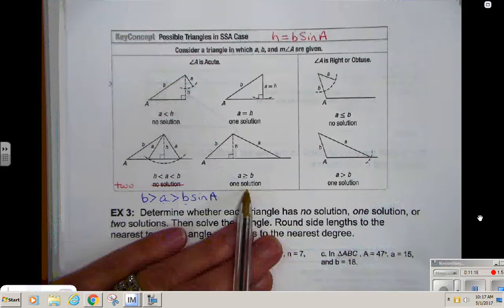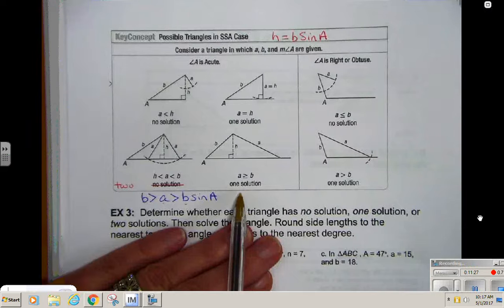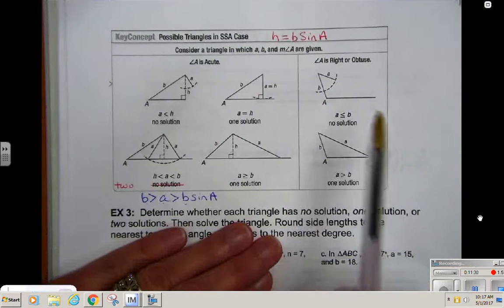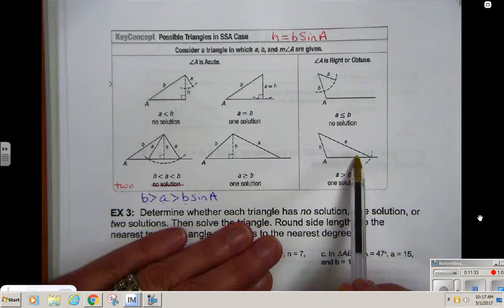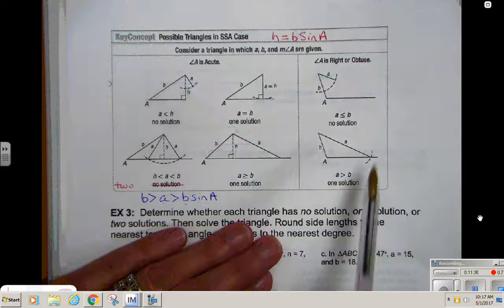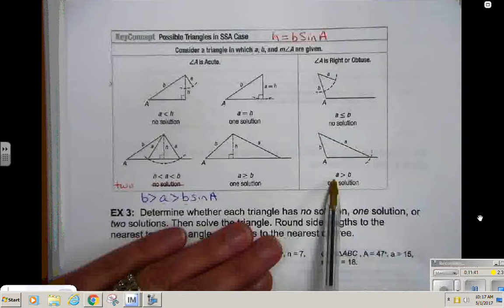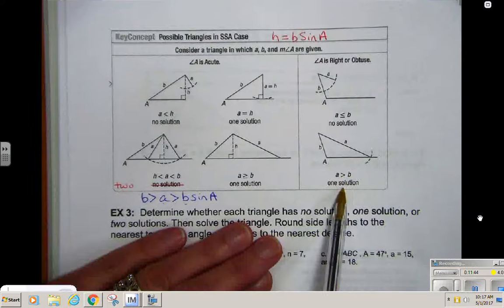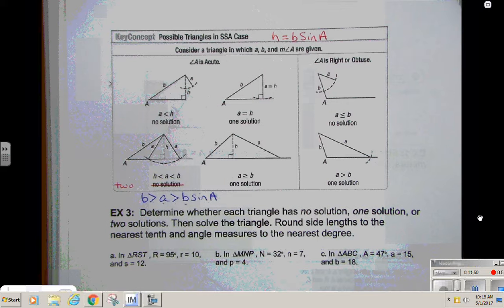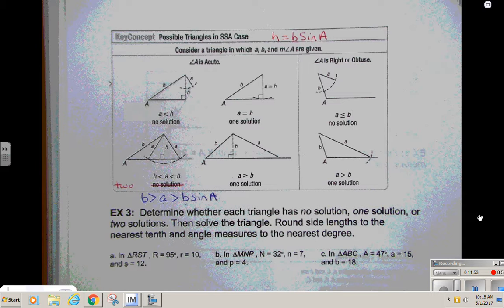And then your last scenario is if A is greater than B. So this time they're not even working with B times sine A. They're just comparing A and B. So if A is bigger than B, you're going to have one solution. All right, over here on the obtuse side, if angle A is obtuse and side A is less than side B, there's no solution. If side A is greater than side B, then you're going to have one solution. So after you figure out if you're actually going to have a triangle or not, then you can solve for the rest of the sides and the angles that are missing.